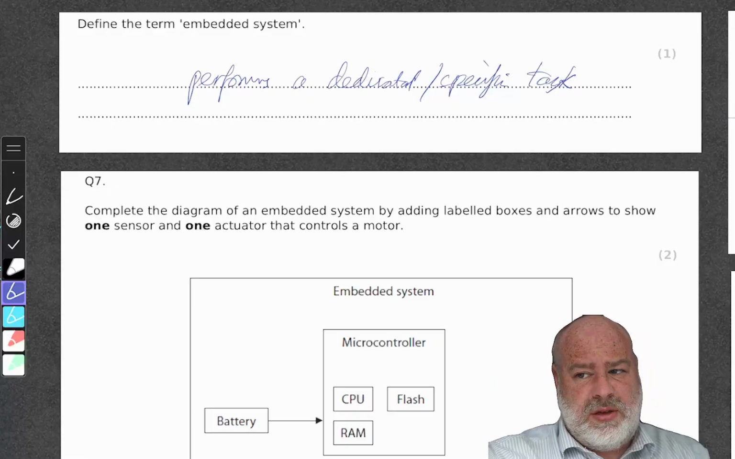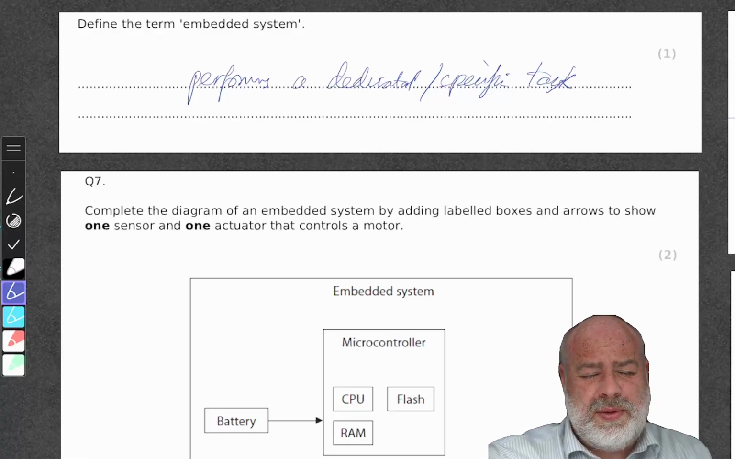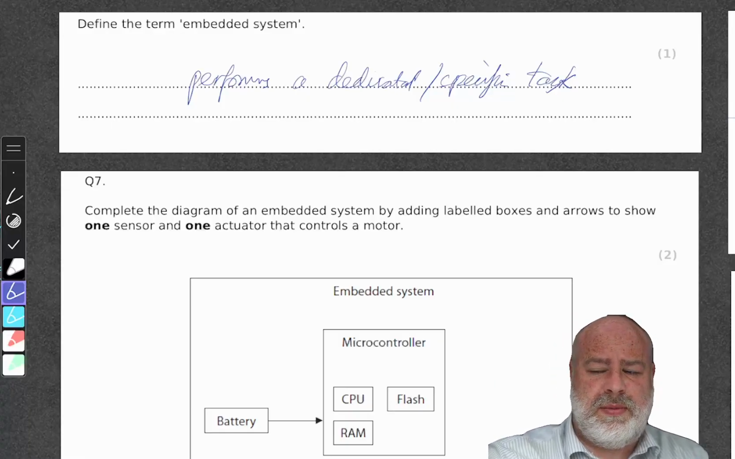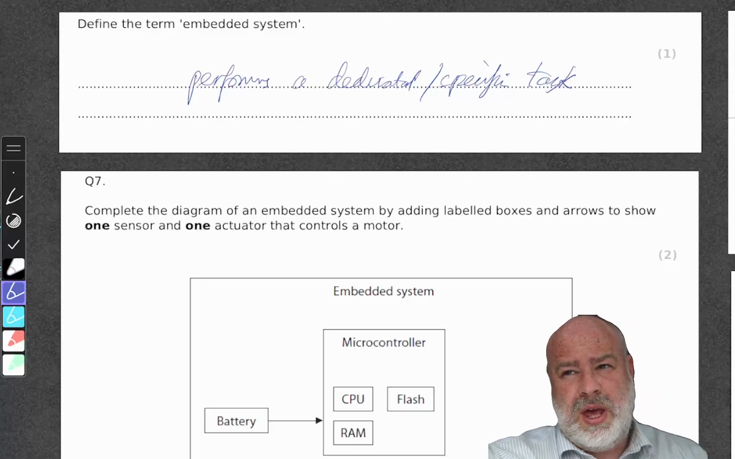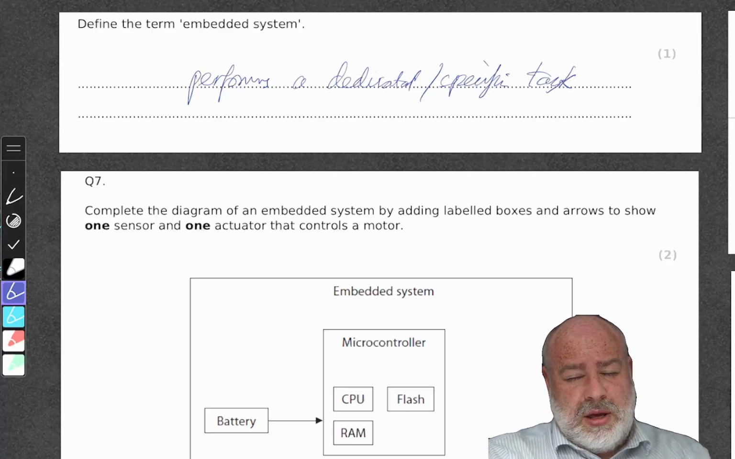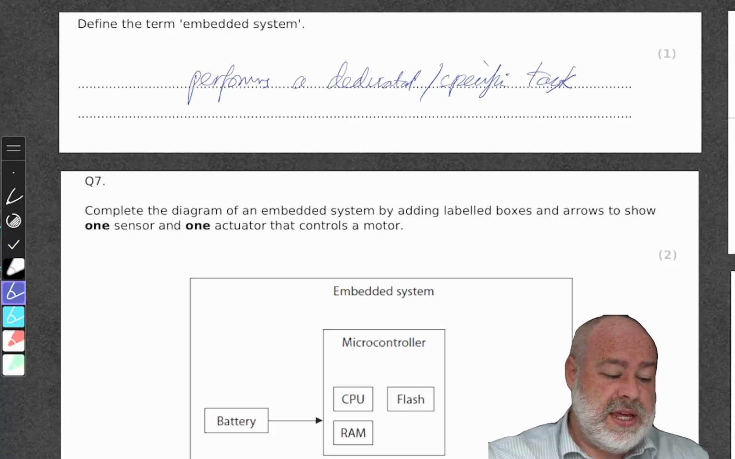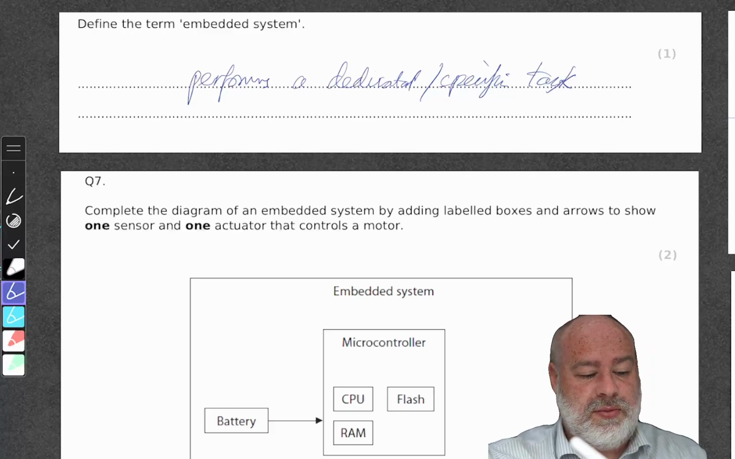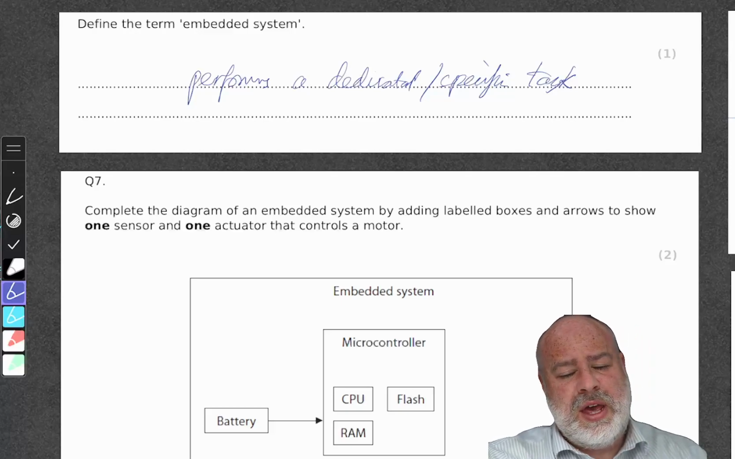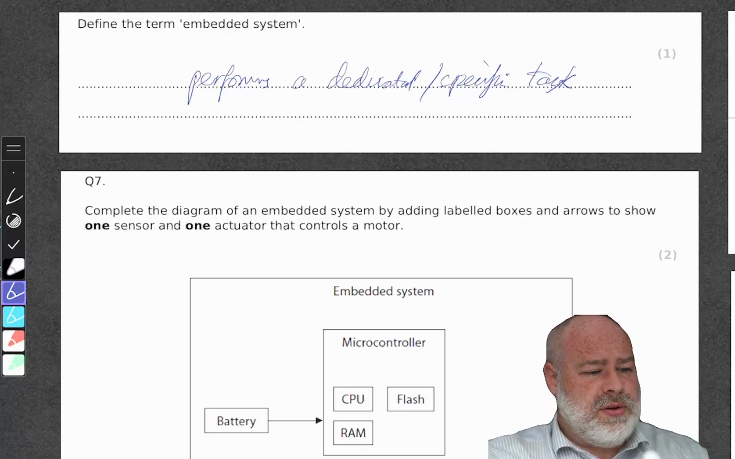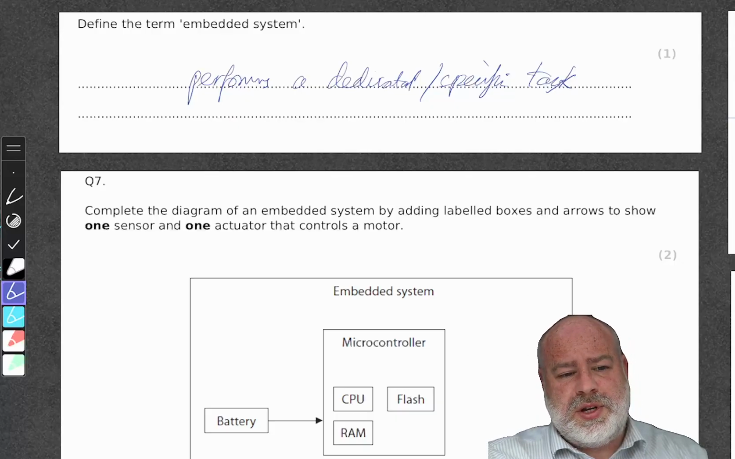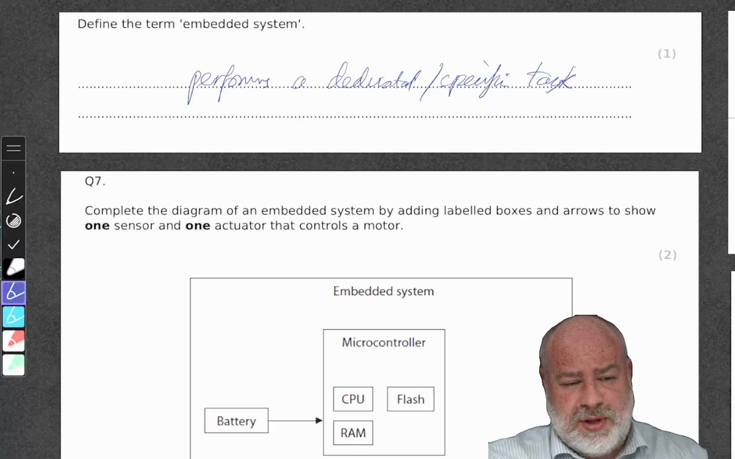That would be enough to get you the mark. You could say it forms part of a larger system or another device. So there might be a whole air conditioning structure in an office space or something like that. But I think the easiest thing to do to answer a question like that is to say it performs a dedicated specific task, because rather than your von Neumann architecture computers, which can be reprogrammed for lots of different tasks, these are just designed to do one thing simply, with very little hardware, and be reliable.